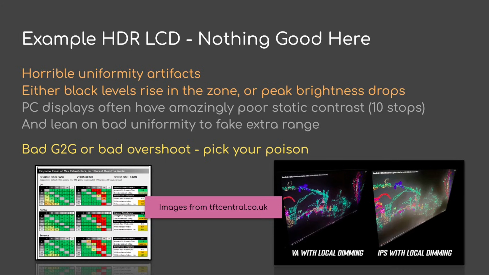Let's talk about HDR LCDs. There's really nothing good here. They have horrible uniformity artifacts. Either the black levels rise in the dimming zone, or the peak brightness drops if you, say, only have a few dots of HDR. Not to mention, PC displays often have amazingly poor static contrast, say like 10 stops, and then they're leaning on bad uniformity to fake the extra range. And to top it off, these displays have bad gray to gray time or bad overshoot. Basically, you pick your poison, one or the other.